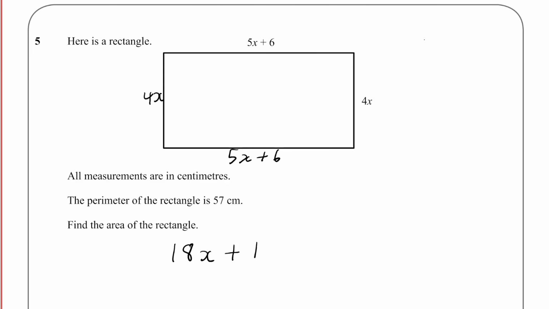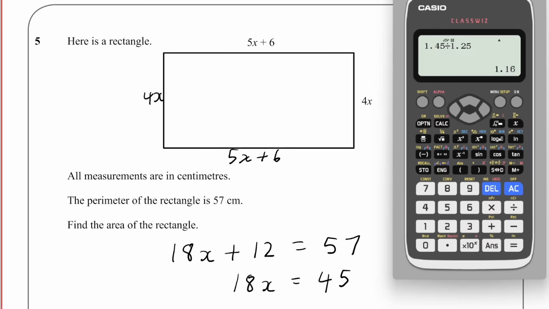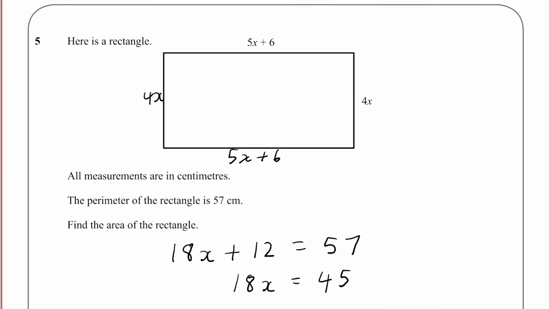Plus 6 equals 57. Take 12 away from both sides. So 18x must be equal to 45. And then divide both sides by 18. So x is 2.5.